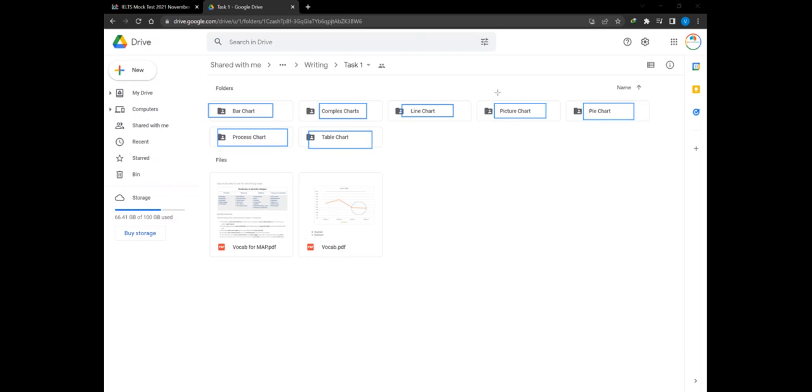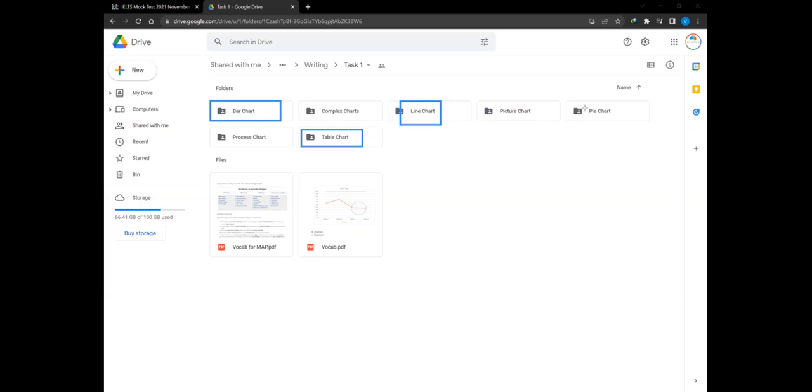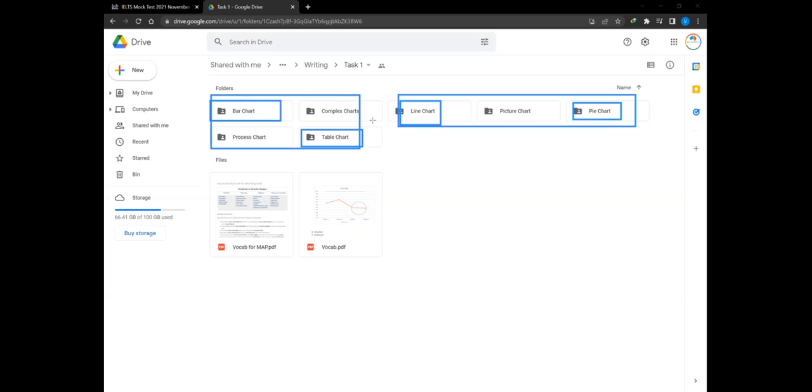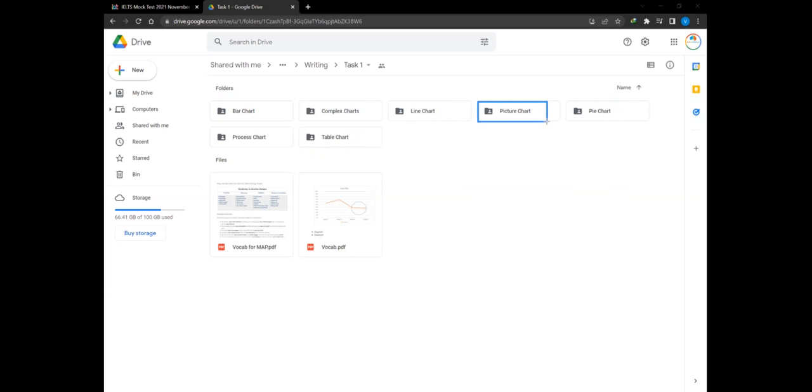Okay. Now here, one thing you have to understand is that this type, complex charts, is actually not a different type in itself. What they do in this type is they will give you a combination of any of these 4 charts: table chart, bar chart, line chart and pie chart. For example, sometimes they will combine a line chart with a pie chart, or they will combine a bar chart with a table chart, right? Picture chart, also called a map, and process chart, also called a flow chart, will always come as standalone charts. They will never be combined with anything.